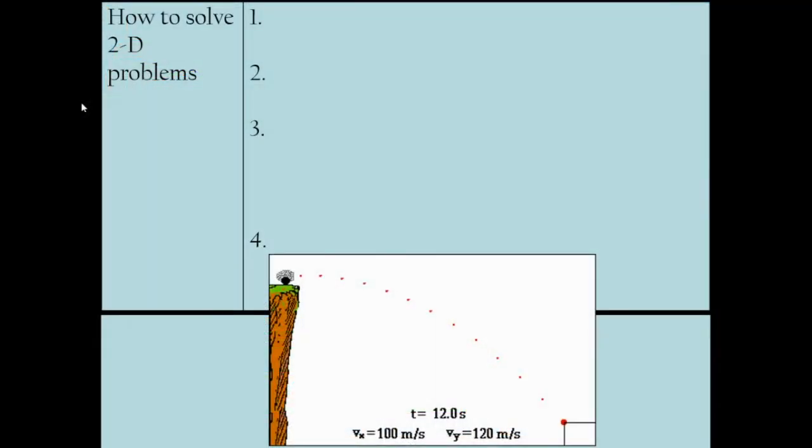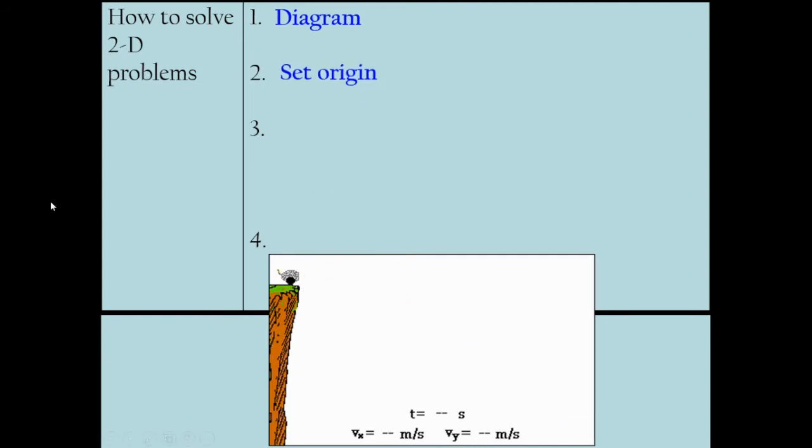Alright, so now that we've taken a look at that simulation, let's go ahead and talk about how we would solve these 2D kinematic problems. The first thing we'd want to do is draw a diagram. So down below, you can see that I have a diagram of this cannon firing a cannonball off a cliff. Next, we're going to go ahead and set the origin. And we're going to say that the origin is located at the bottom of the cliff, so that would be right around here, or the ground.